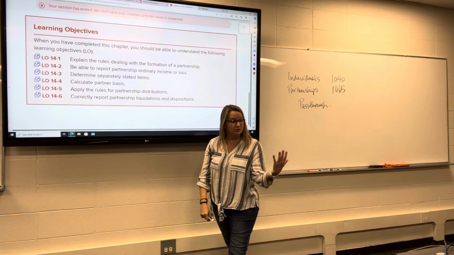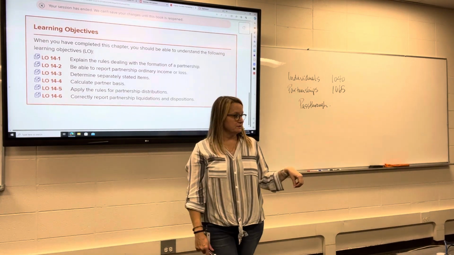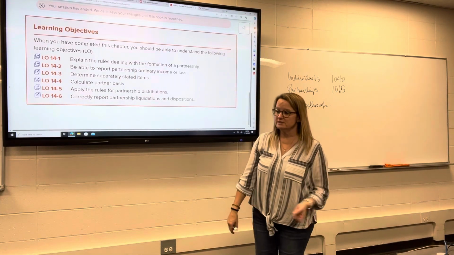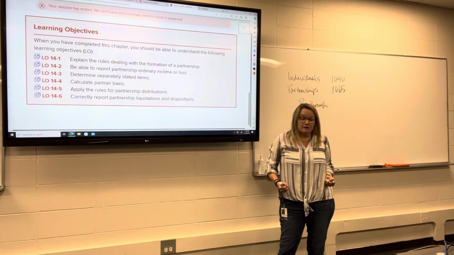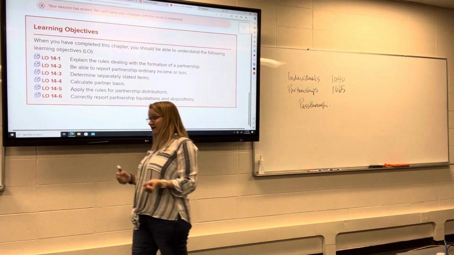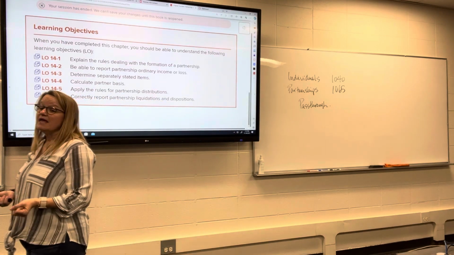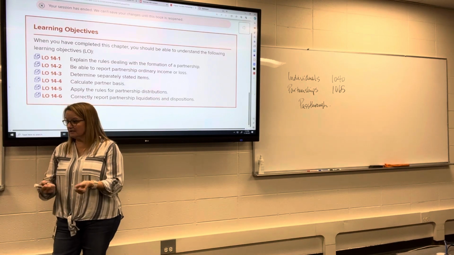Distributions. This is kind of a new concept now. Partnership distributions. What a partnership distribution is, a partner takes money out of the partnership. Not necessarily in payment for services. In fact, it's not in payment for services. They're retrieving their part of the investment in that partnership.